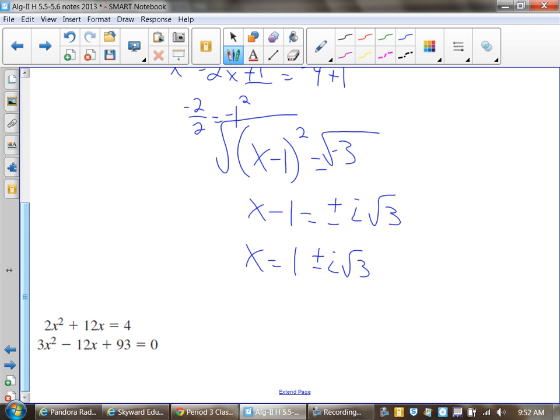Okay? Completing the square is very systematic. There's no tricks to it. There's no curveball thrown in at all. It's just always half of b, square it, and add it to both sides. I really can't do anything besides that.